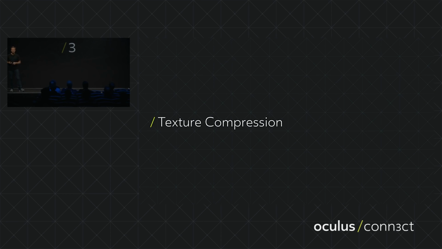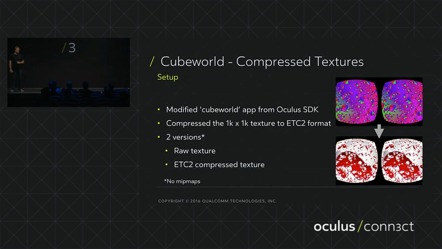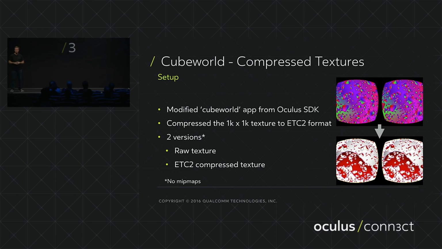The third use case is texture compression. And in the Oculus guide, texture compression offers significant performance benefits. So we took the CubeWorld app, took our 1K by 1K texture, compressed it with ETC2, and again created two versions for the test. Now the one note here is we don't have the mipmaps now. This was a totally new isolated test.